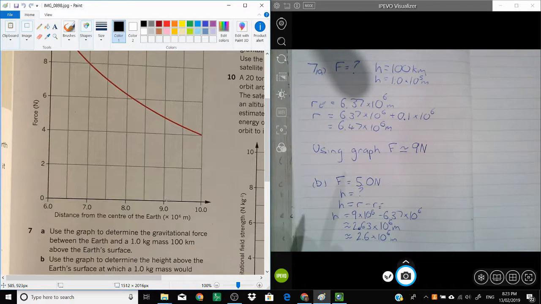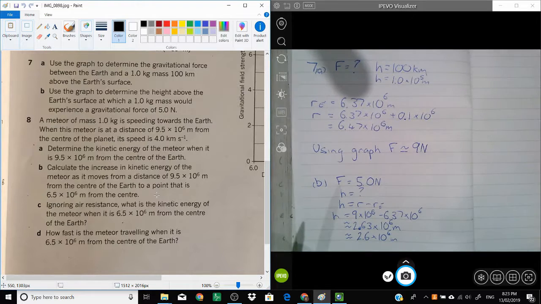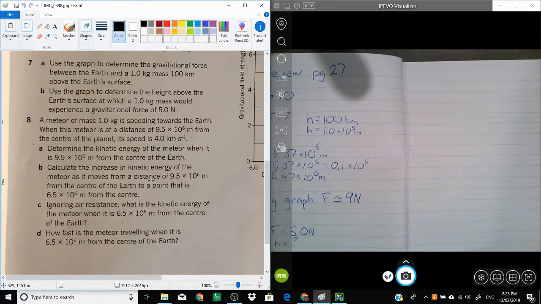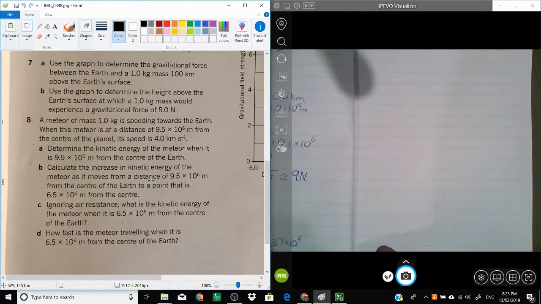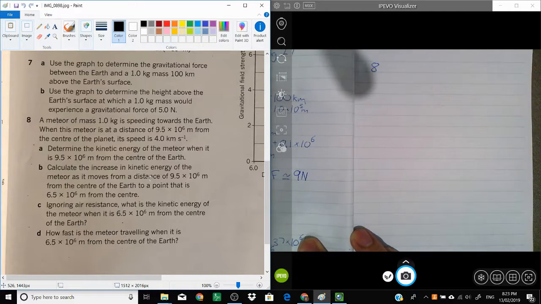All right, so let's have a look at some of the other questions here. So question 8. A meteor of mass 1 kilogram is speeding towards the Earth. Let's find myself some working space. Question 8. Okay, when the meteor is a distance of 9.5 times 10 to the 6 from the center of the planet, its speed is that. Determine the kinetic energy of the meteor when it is.